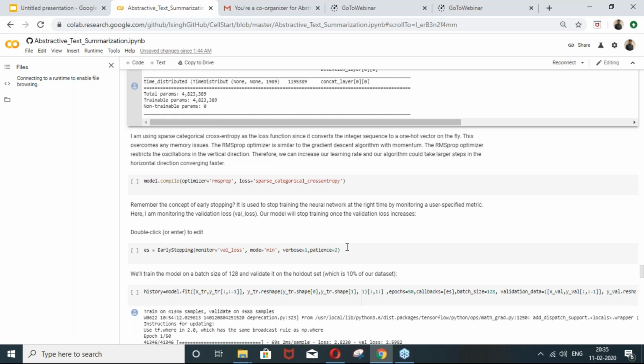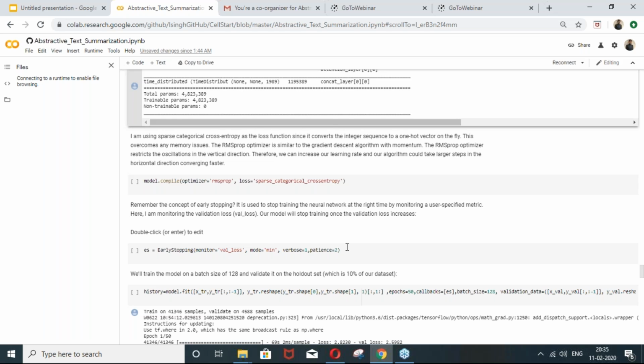If you use normal gradient descent, it will go deeper in the vertical direction, but RMSprop will restrict that. So our algorithm can take larger steps and produce the output in a much faster manner. Remember something called early stopping.